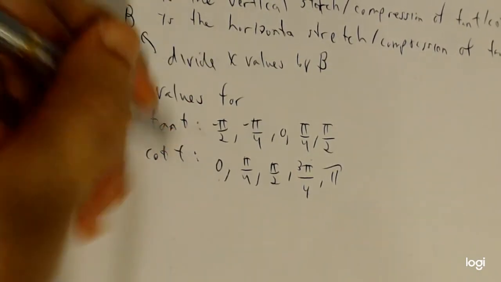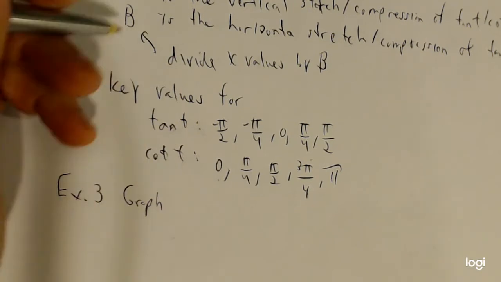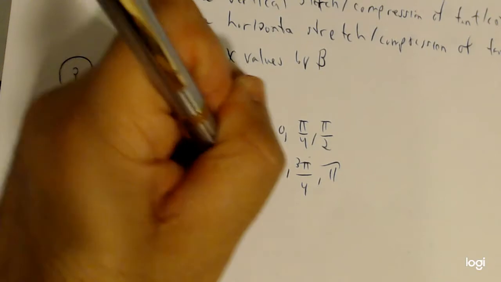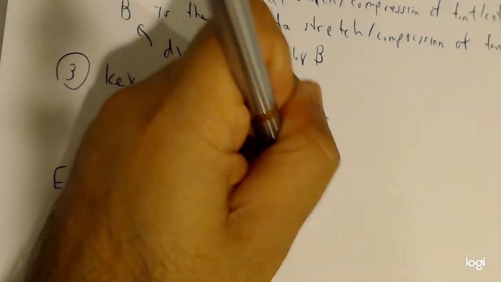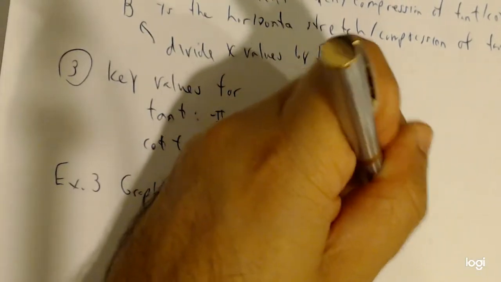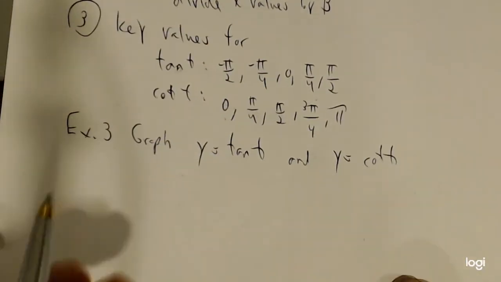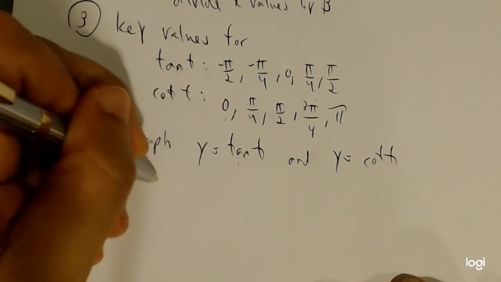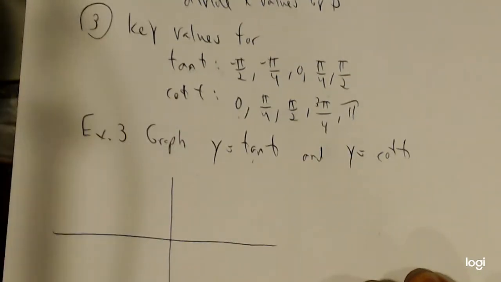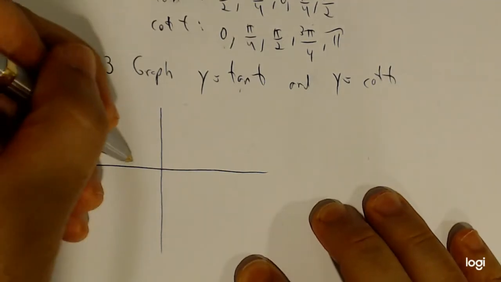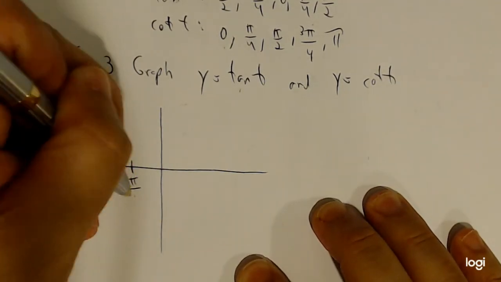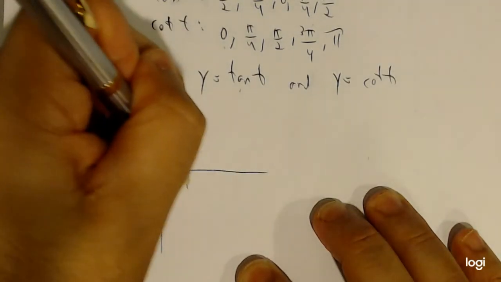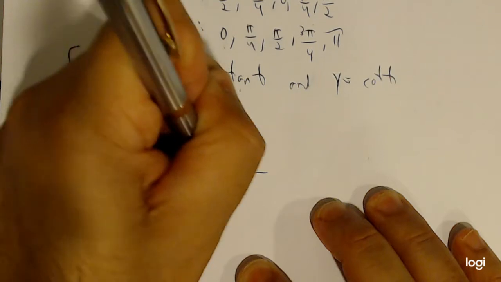So we're going to graph y equals tangent of t and y equals cotangent of t. Okay, so let's start off by graphing tangent of t. And what were our key values? If you remember, they're all equally spaced out, so you don't have to worry about the spacing as long as you stay consistent: negative pi over 2, negative pi over 4, pi over 4, pi over 2.